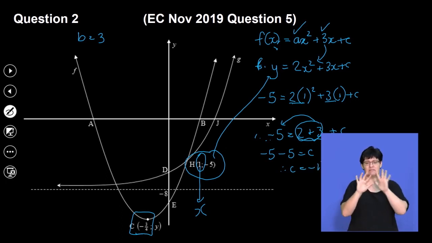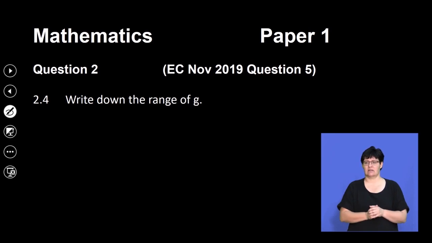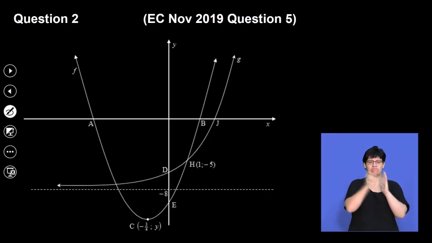Okay, so I've now shown that a is equal to 2, b is equal to 3, and c is equal to negative 10. Okay, let's see what the next question is. All right, we're asked to write down the range of g. Okay, so remember the range is all the y values for which that function exists.